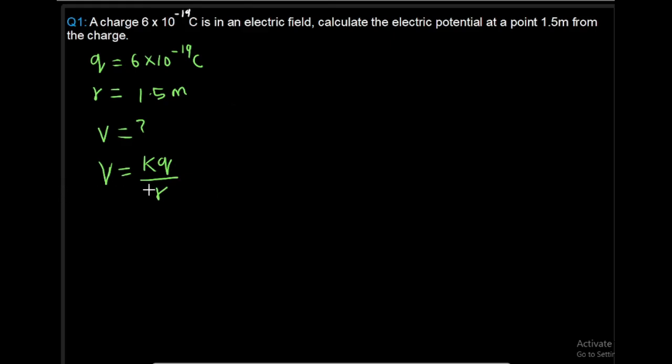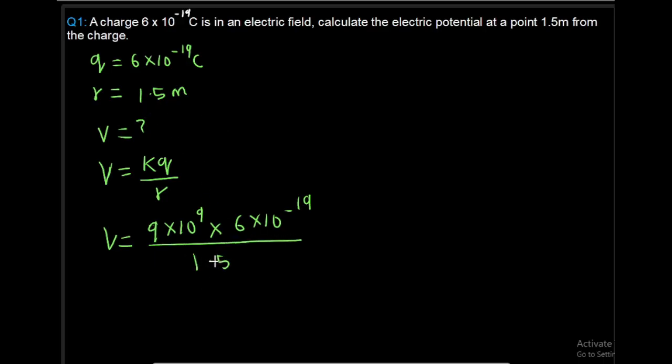All right. So now let's plug in our values. We have V equals, everything is in their standard units. Distance is in meters, so we can just go on to solve. So K, do not forget, is a constant. It is equal to 9 times 10 raised to the power 9 times Q. Q is equal to 6 times 10 raised to the power minus 19. So we have 6 times 10 raised to the power of minus 19 all over the distance, which is 1.5 meters. So we have all over 1.5.